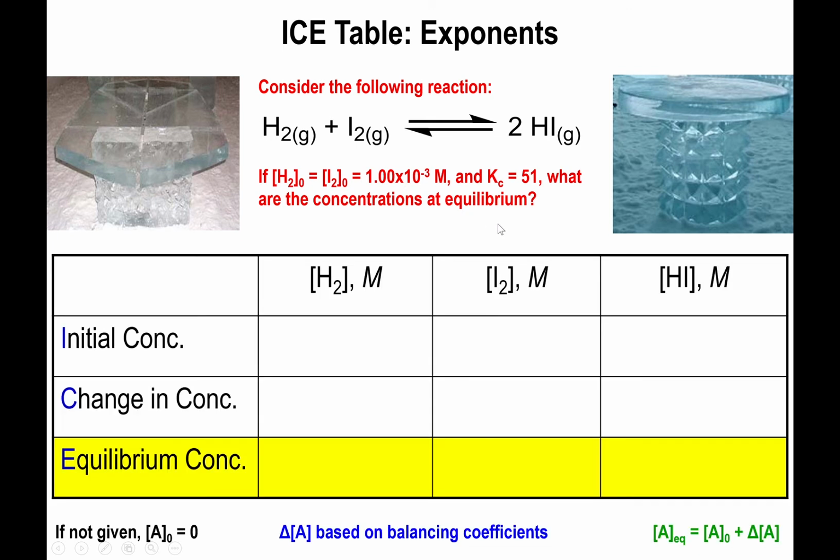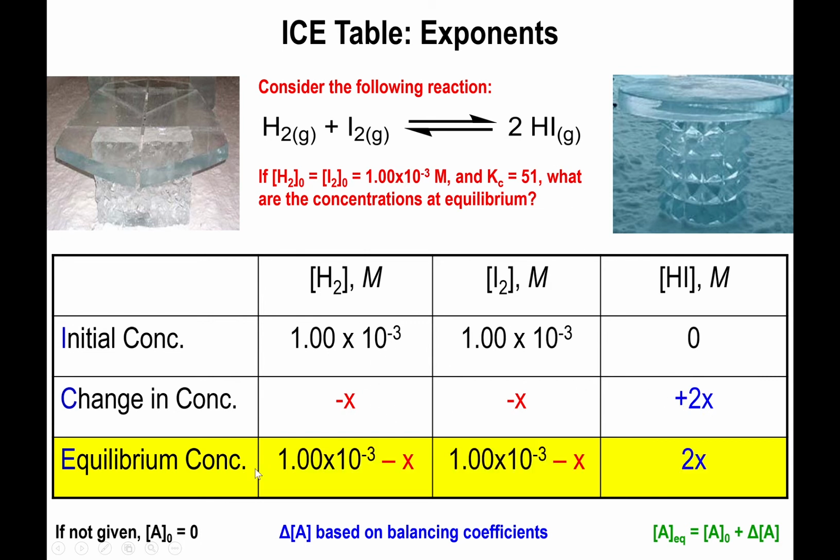So once more, you have to set up an ICE table. You have H2, I2, and HI. The initial concentrations are given for H2 and I2. Nothing is said about the initial concentration of HI, which means we assume it to be 0. Now the change in concentrations, once again based on the coefficients, minus for the reactants and plus for the products, will be minus x for H2, minus x for I2, but plus 2x for HI. So those are the changes in concentration. Add the two rows together and you now have your equilibrium concentrations.